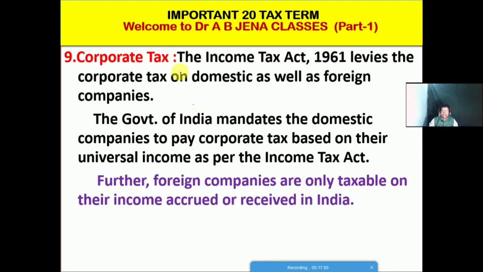So next, friends, corporate tax. Corporate means the company. The Income Tax Act 1961 levies corporate tax on domestic as well as foreign companies that are carrying out their businesses in India. Friends, for your information, I have already posted a video on the joint company and the types of companies. Kindly go through it and you will know the different types of companies.